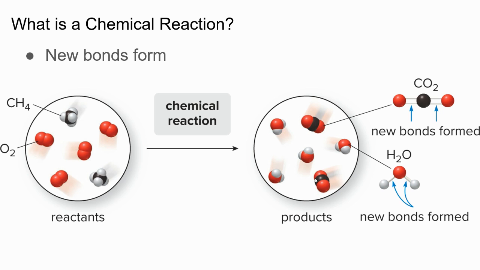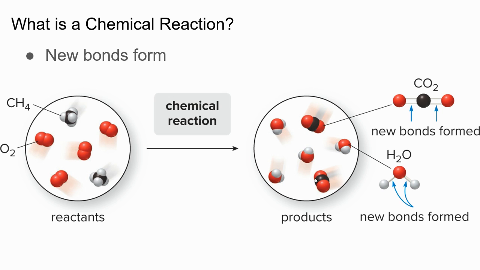So here's an example of a chemical reaction where we start with oxygen, and this is methane. And then we end up with new bonds. So the carbon-hydrogen bond broke, the oxygen bond broke, and then we have new bonds. Now we have a hydrogen-oxygen bond and a carbon-oxygen bond. So in a chemical reaction, we are looking for bonds breaking and then forming new bonds.